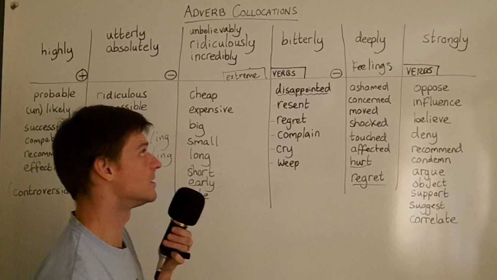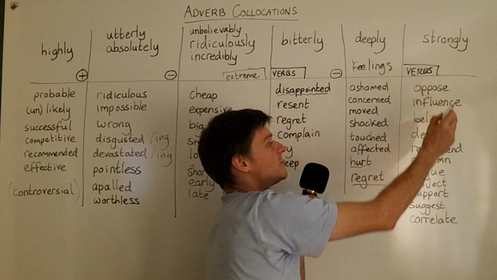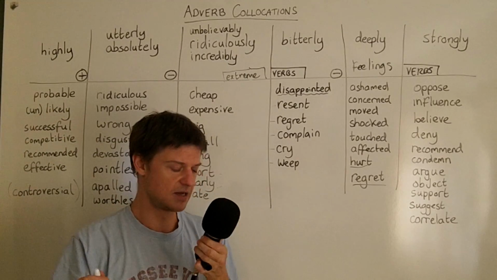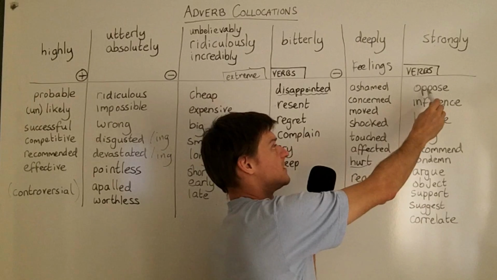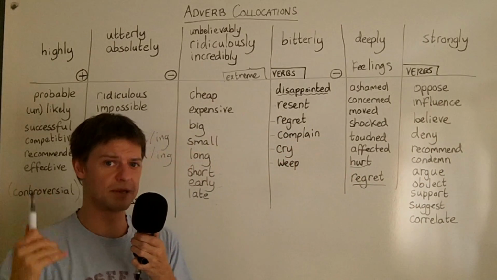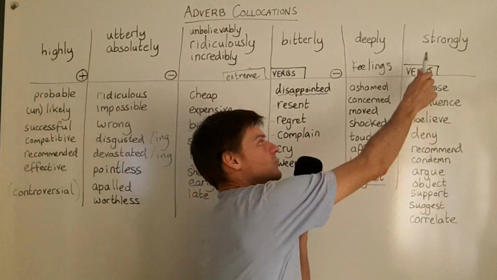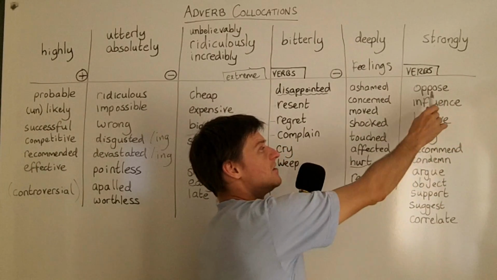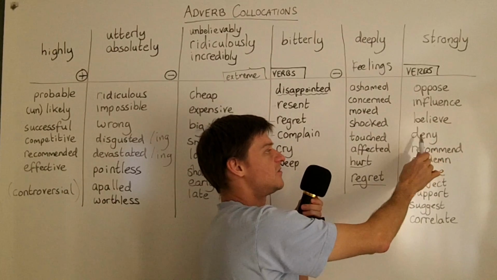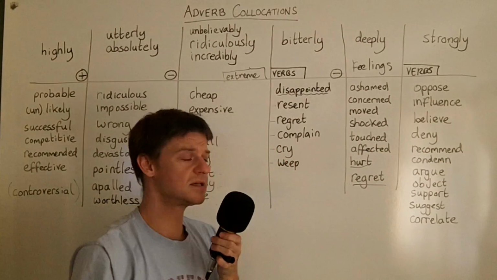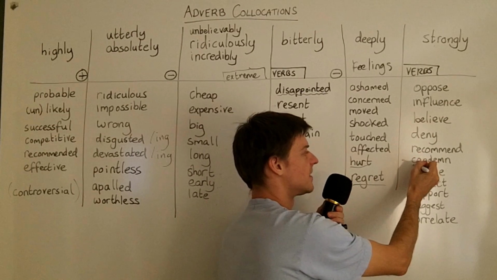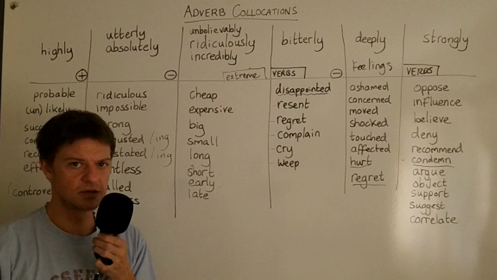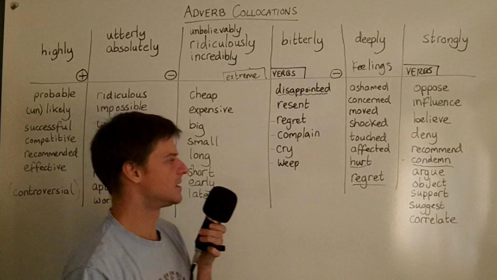Okay, the last group we're going to look at is strongly. Strongly is used for verbs, and it's very often used for when you're giving your opinion. These verbs are about opinion. You strongly oppose something because your opinion is against it. So strongly oppose, strongly influence. Now look, these are all verbs. Strongly influence, strongly believe, strongly deny, strongly recommend. Strongly condemn something. There's a good word for when you think that something is wrong, morally wrong, you condemn it.